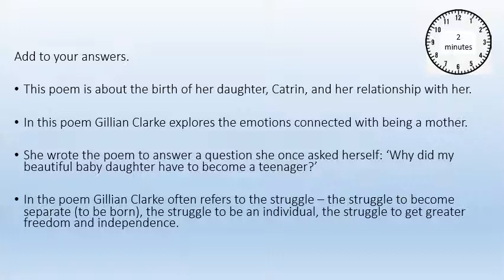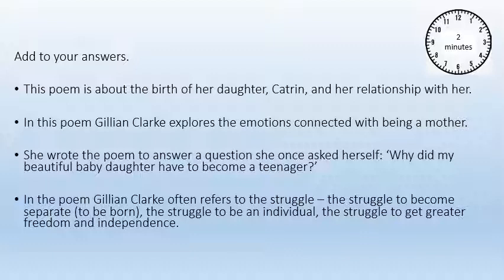But you could have had any of these. This poem is about the birth of her daughter, Catrin, and her relationship with her. In this poem, Gillian Clarke explores the emotions connected with being a mother. She wrote the poem to answer a question she once asked herself: why did my beautiful baby daughter have to become a teenager? There you go, I've got one of those.